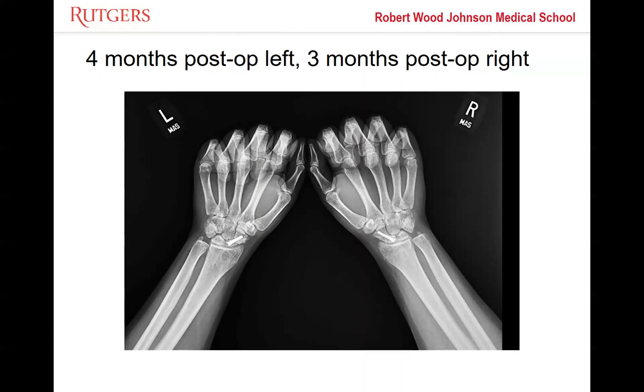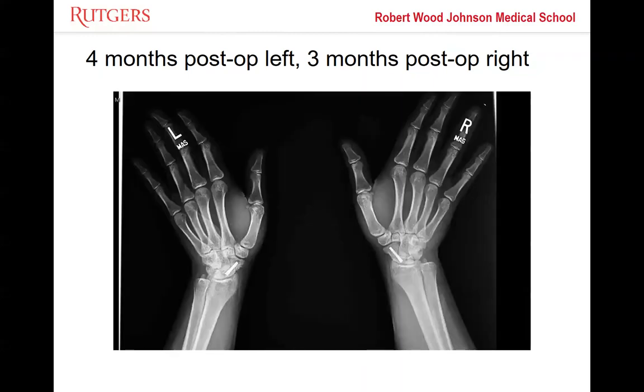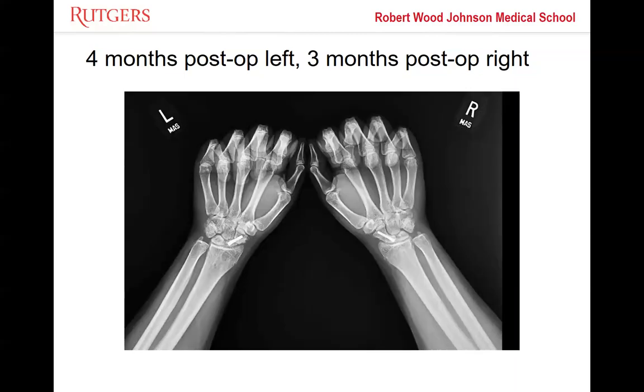And there he is going into his senior year now, 4 months post-op on the left, 3 months post-op on the right. And I'll show you this next view. And I think we're okay. We're definitely okay on the right side. He's got a little bit of left-sided pain.